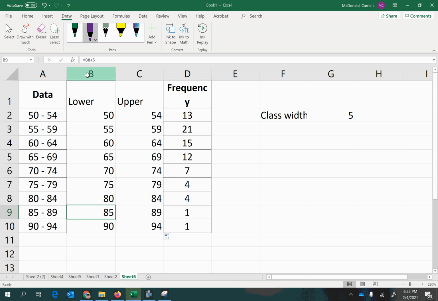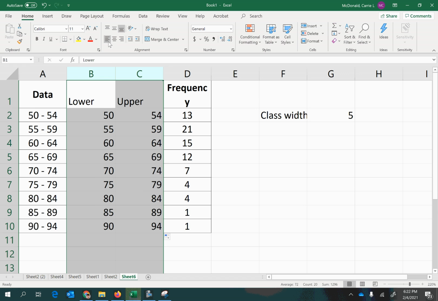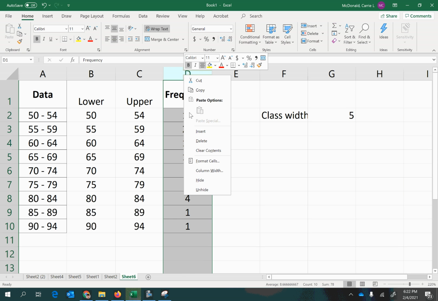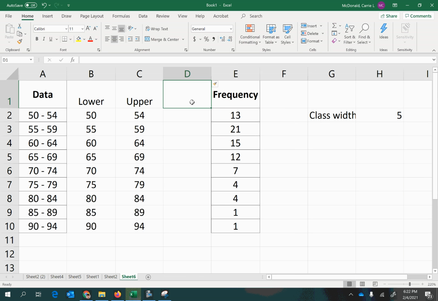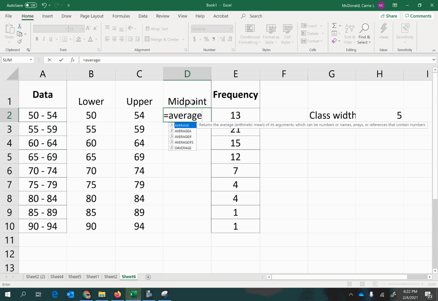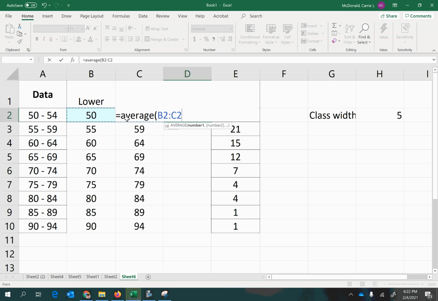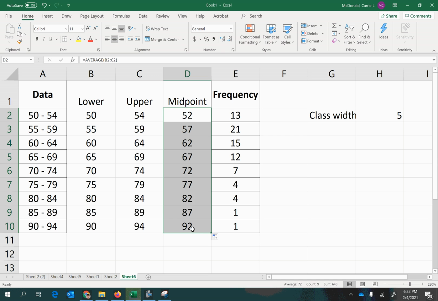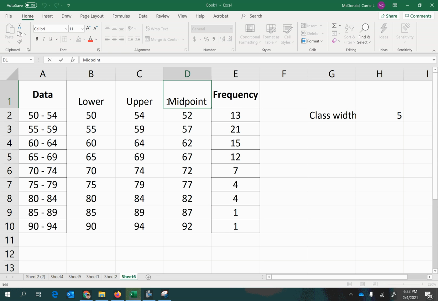Now that I have those in their own separate columns, I'm going to create yet another column, which is the midpoint of each class. So the quickest way to do that is with the average, or you can add them and divide by 2. So the average of 50 and 54 is 52. That would be the midpoint, and then I can copy that down. So this is going to serve as my X value, and my frequency is my F.